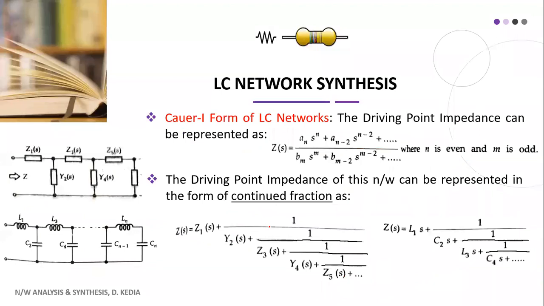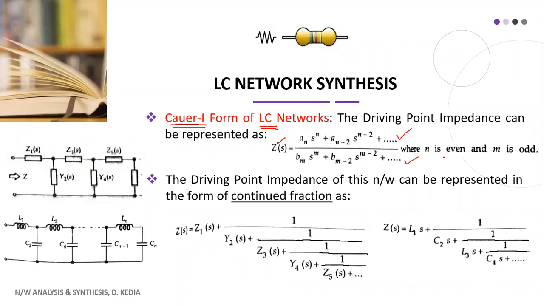So first, let us talk about the LC network synthesis for Cauer 1 form of LC network. So first we discuss exclusively Cauer 1 form. As we had discussed earlier in the previous class also, one of the properties of LC network was that the network function is represented as the ratio of the even power to the odd power. So same thing I have again shown you here, that Z(s) is equal to the ratio of even powered polynomial in the numerator to the odd powered polynomial in the denominator. Okay.